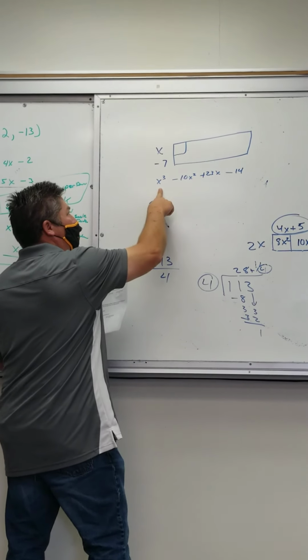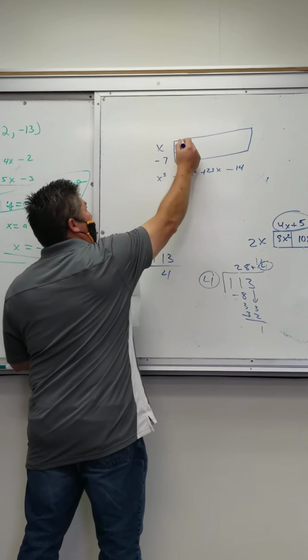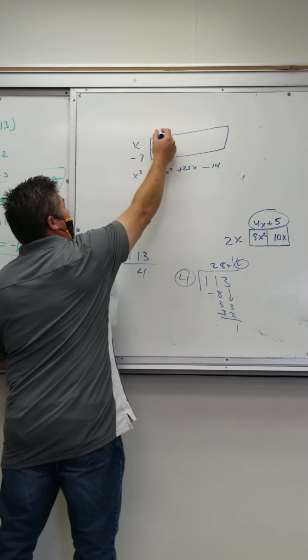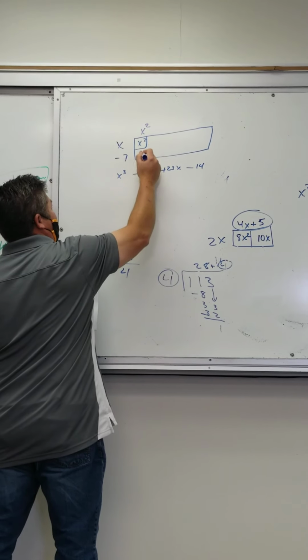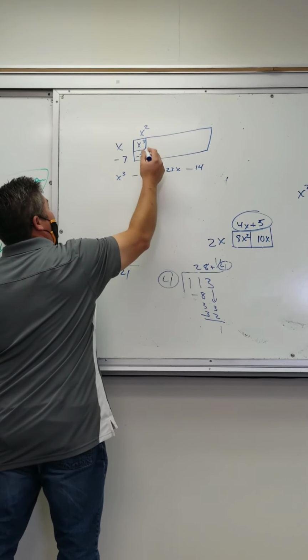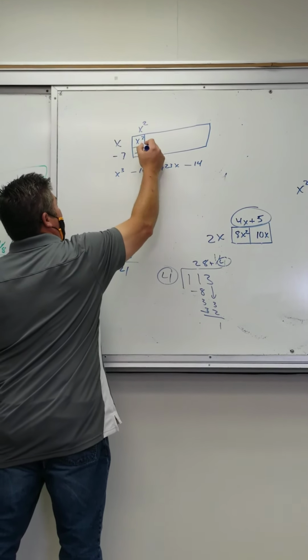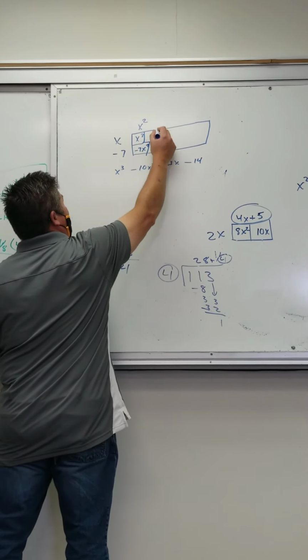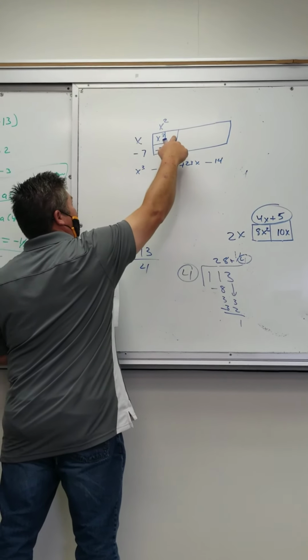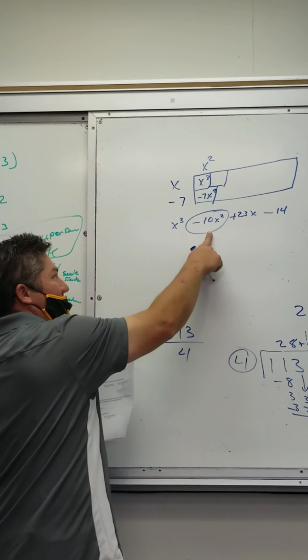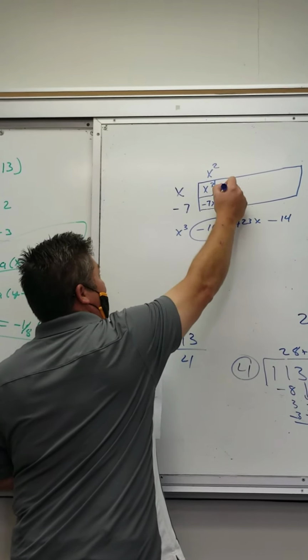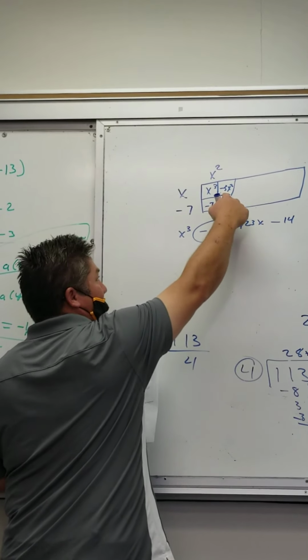X cubed. Came from right there. I'm going to put it right there. X goes into x cubed how many times? X squared. Times negative 7 is negative 7x squared. This box here, what should go in this box? If this is negative 7x squared and I want to get negative 10x squared, negative 3x squared. X into negative 3x squared, how many times?